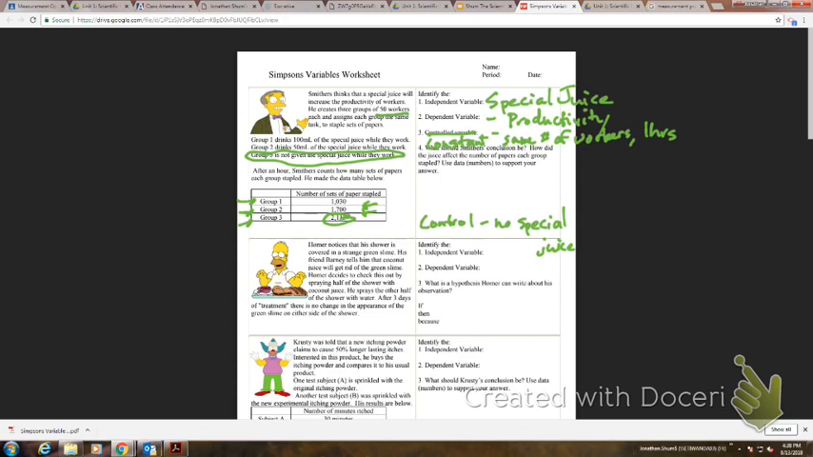So number 4 says, what should Smithers' conclusion be? Well, his conclusion is if you give them special juice, the productivity goes down. Try the next 2, and then there's also homework that you can work on. Okay?